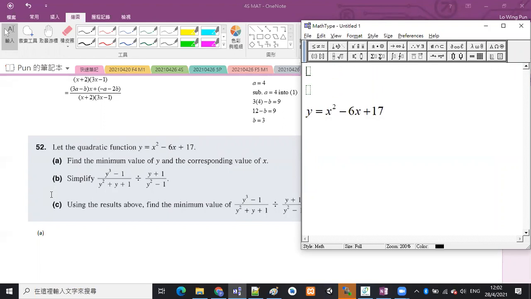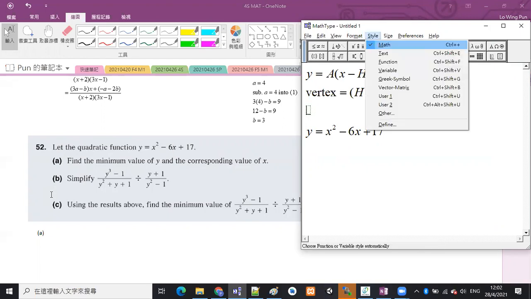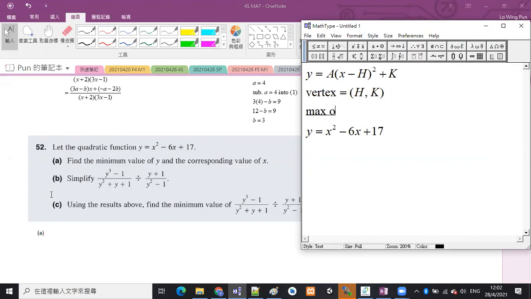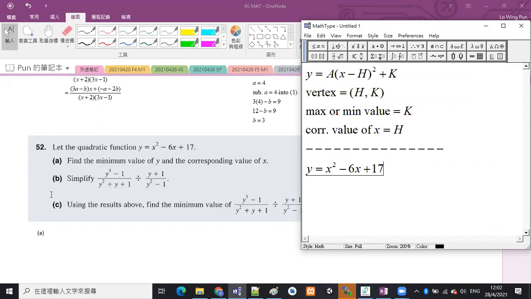If you change the quadratic function to be a times x minus h bracket square plus k, then the vertex is equal to h and k. Okay, the k is the maximum or minimum value is k, and the corresponding value of x is h. But how do we convert it to AHK form? It is the method of completing square.